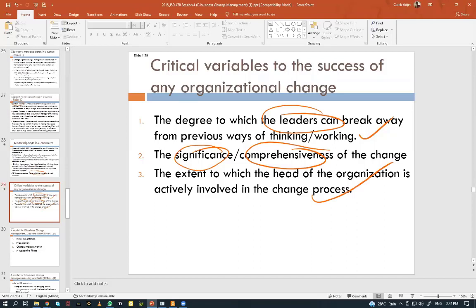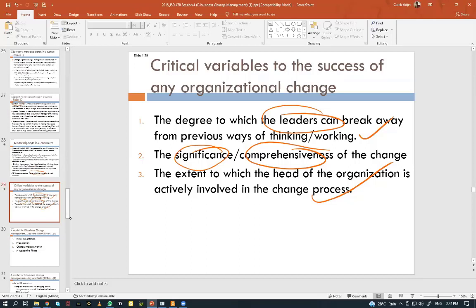When the leader of the organization says there is no money, let's tighten our belts, and you go and meet him and he has loosened up his belt and he's chopping money like any other thing, then we cannot say there's a successful change. Because when we all say we should tighten our belts so that we can implement an e-business strategy, it means everybody must be inclusive, including the leadership of the organization. So, the extent to which the head of the organization is actively involved in the change process.